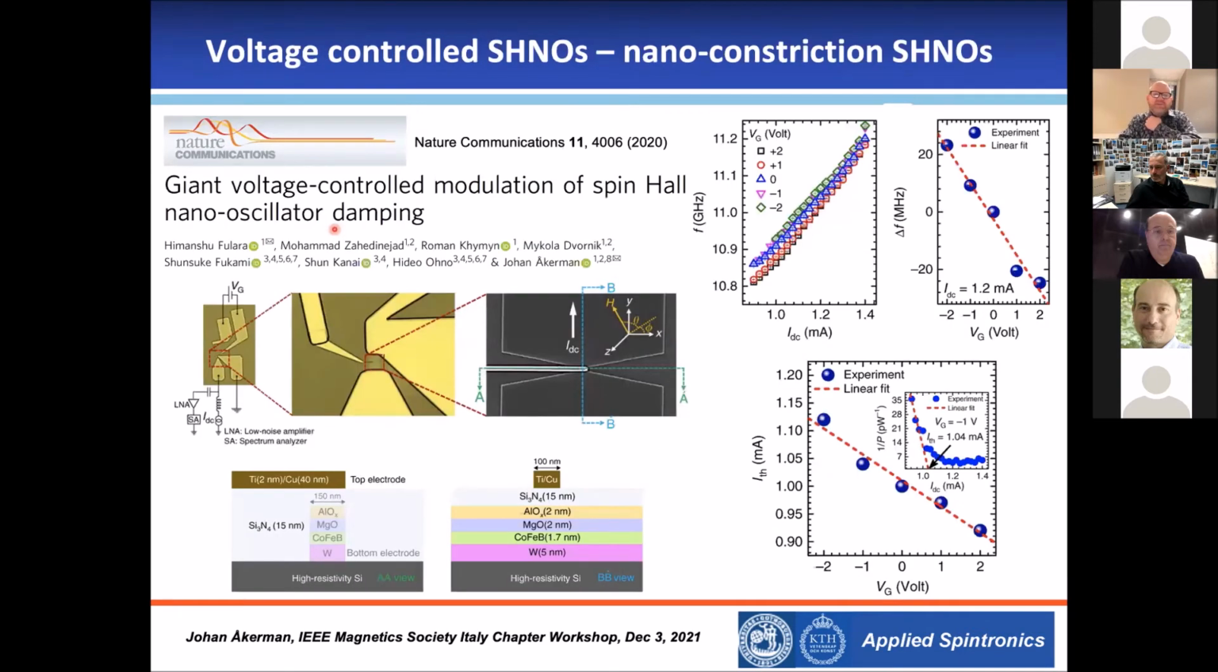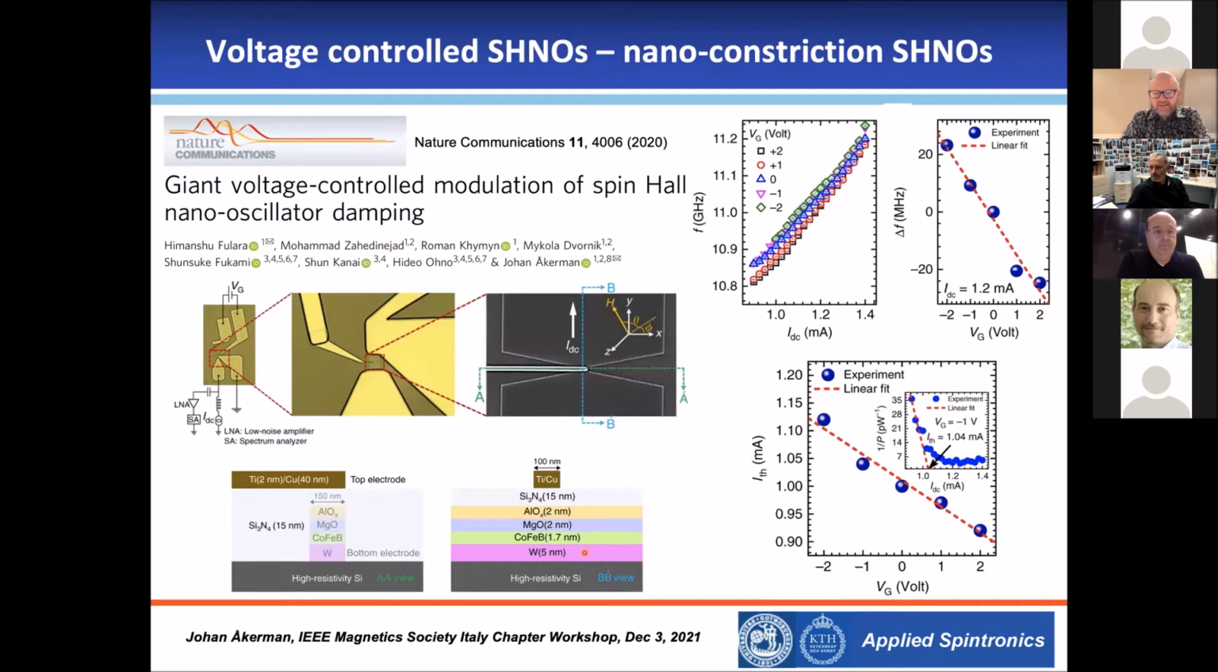Now, as I said in my introduction, we have no way of controlling individual oscillators in those arrays. For that, we developed a gated device. This was done by Himanshu Fulara and Mohammed Saidi-Nejad in the group. Just very briefly, I will summarize what we could observe. We could see that by changing the voltage from -2 to +2 volt on the gate, we could change the frequency about 40-50 megahertz.